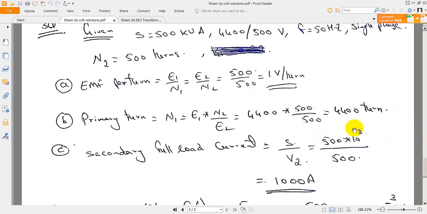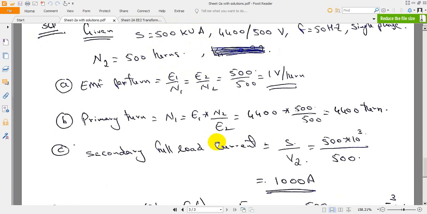Primary turns are 4400 turns. Secondary full load current is equal to S by V2. For this we need to calculate the total power, which is given in the problem. This is the power which is available on both the windings. This power is transferred from the primary winding to the secondary winding. It means that both the windings are capable of handling this much amount of power.